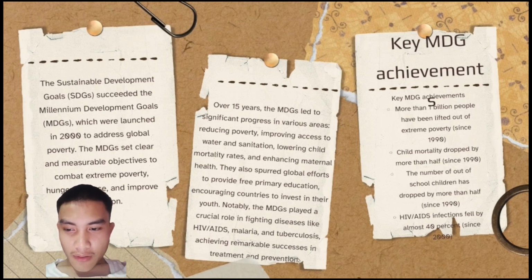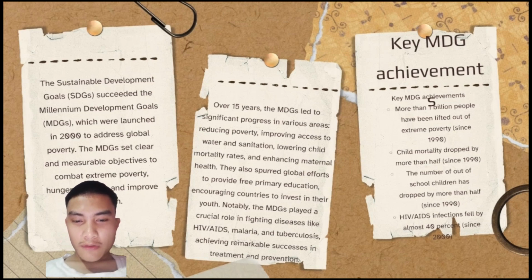So, for example, the economic dimension. Sustainable development recognizes the importance of economic growth and prosperity and emphasizes the need for sustainable economic practices.